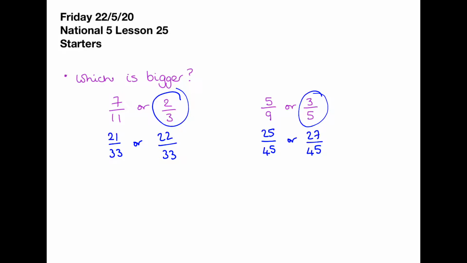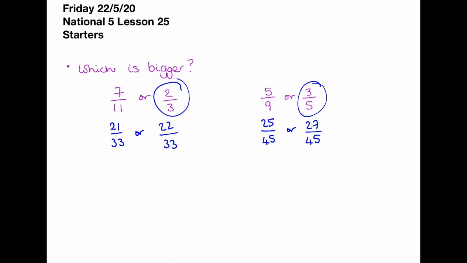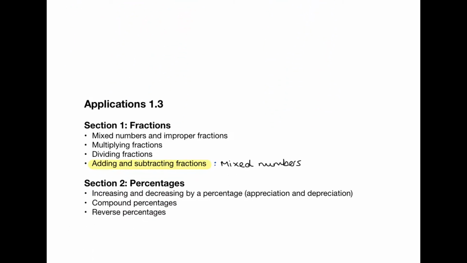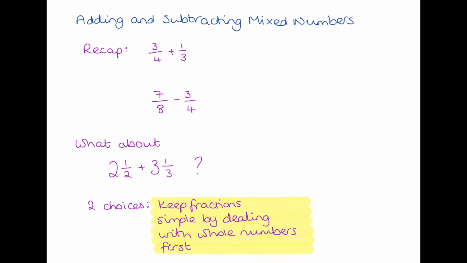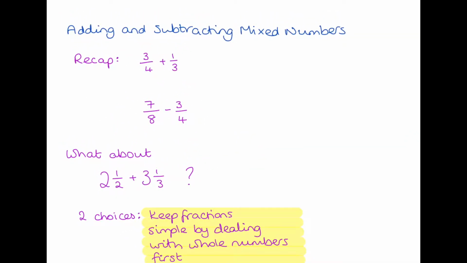Okay, so let's have a look at, again, where we're at and where we're heading. We're still on adding and subtracting fractions like we started yesterday, but today we're going to do mixed numbers. So recapping on yesterday's work, we'll just do these couple of examples.